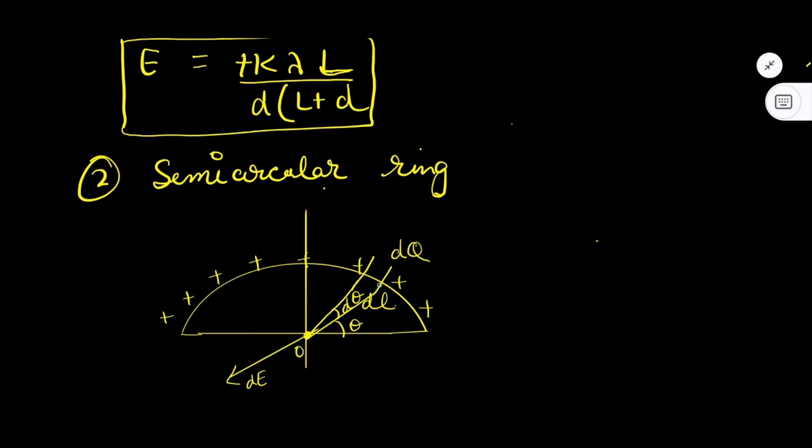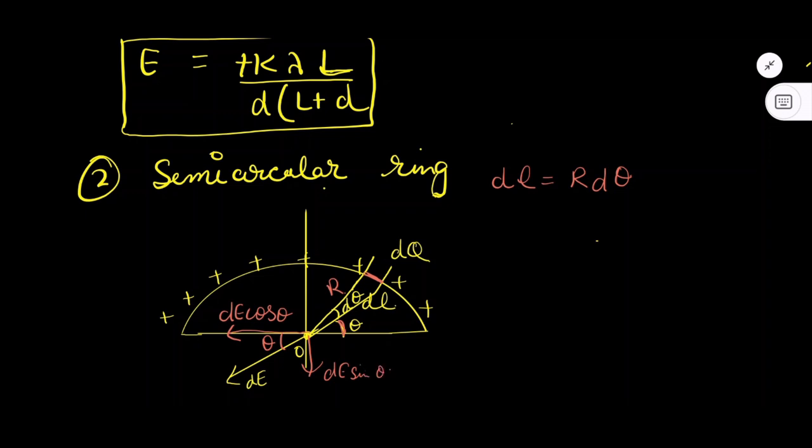Now we can write the small length element: dl is equal to r d theta, where r is this radius. If this angle is theta, it will also be theta here, and since electric field is a vector quantity, we'll resolve it into components: dE cos theta and dE sin theta, right?